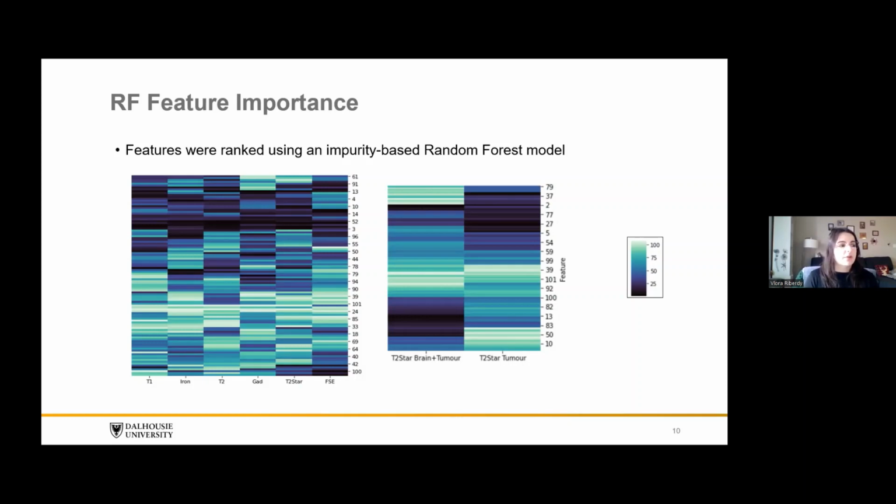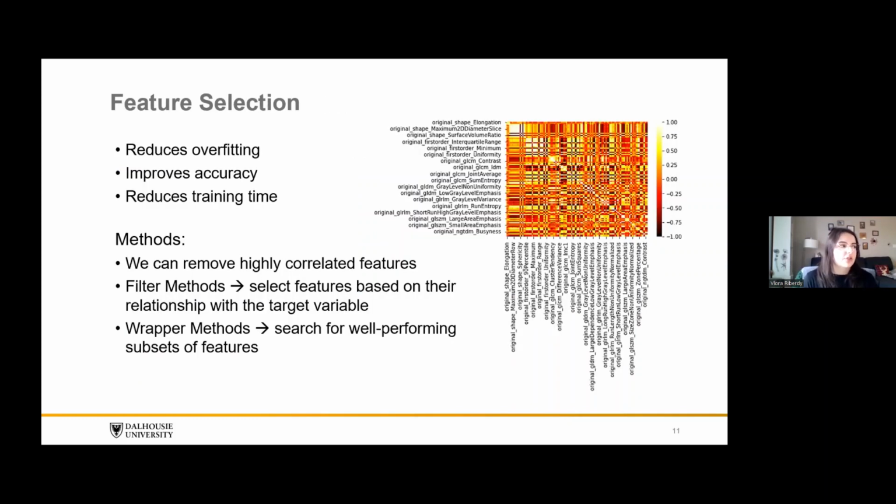And what we found was a lot of variation between the types of features that were deemed most important for the different scan types and the ROIs. A lot of texture features were labeled quite important, and then some shape features and some of the first order features as well. So with feature selection, this reduces overfitting of the model, improves accuracy, and overall reduces training time.